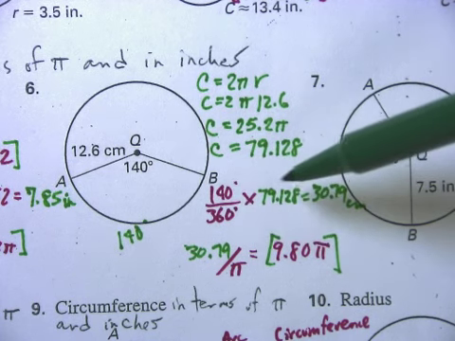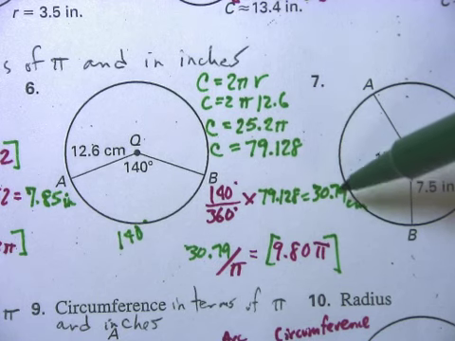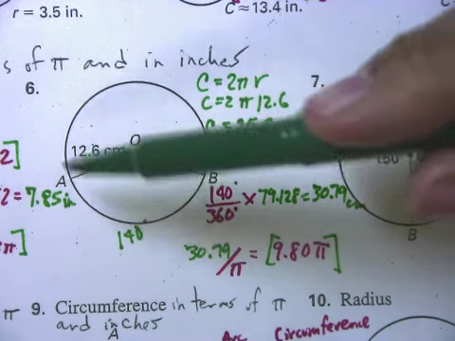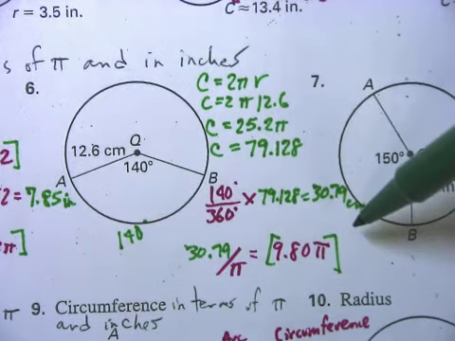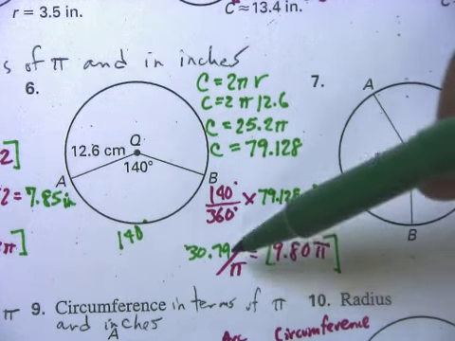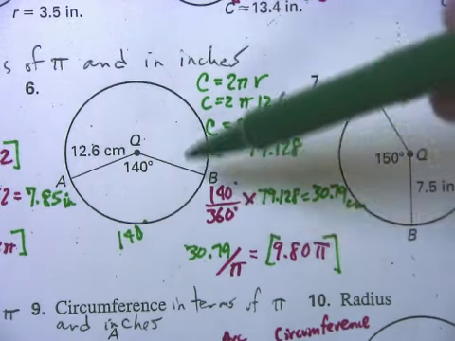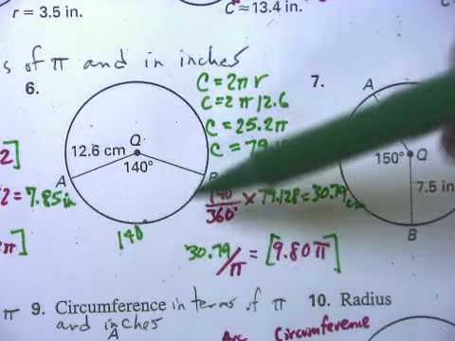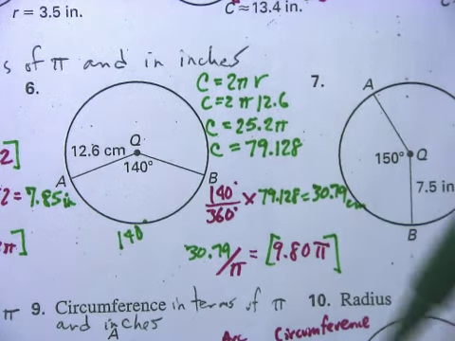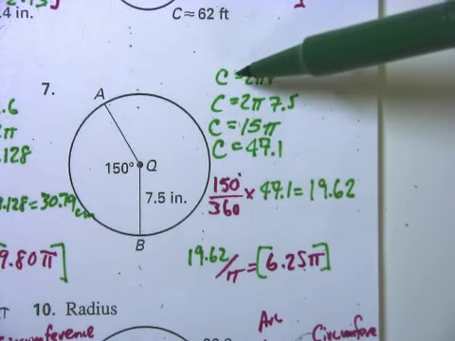I want this length right here, so I take my ratio, which is 140 divided by 360 times the circumference, gives me 30.79. So there's my arc length in centimeters, and if I wanted to put it in terms of pi, well, I divide it by pi, 3.14, and I get 9.80 pi. So my arc length is 30.79 in centimeters and 9.8 pi in terms of pi.